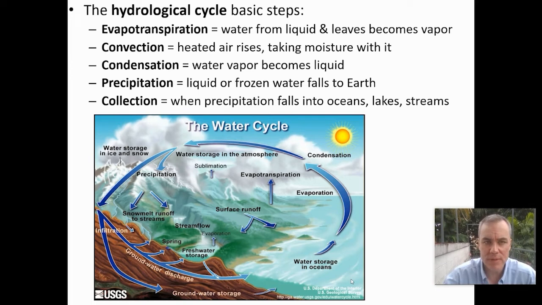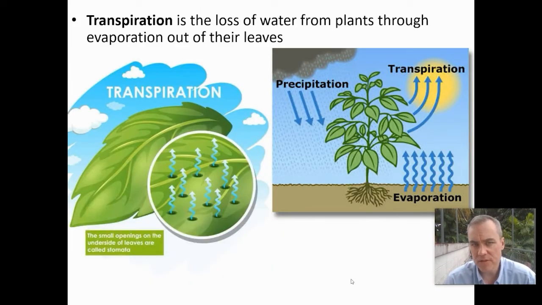Let me just show you a little bit about how that works. Transpiration is the loss of water from plants through evaporation out of their leaves. And you can see on the left that under the bottom of a leaf, there are these openings called stomata, and that's where the moisture leaves the plants through evaporation. So transpiration is just a type of evaporation out of plants' leaves.